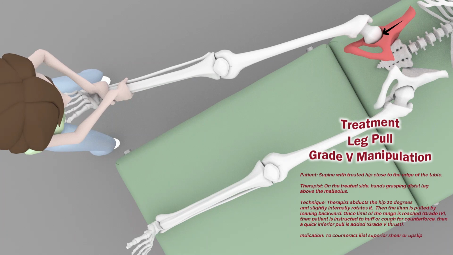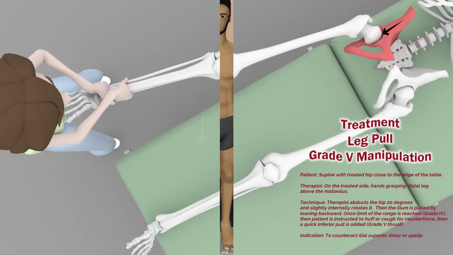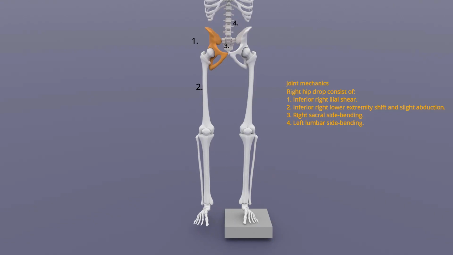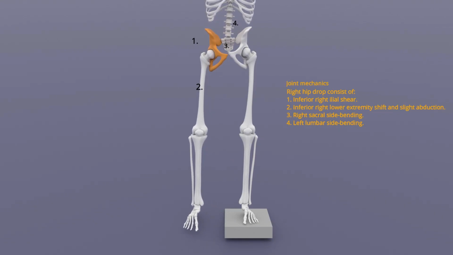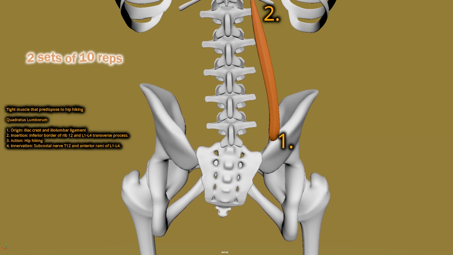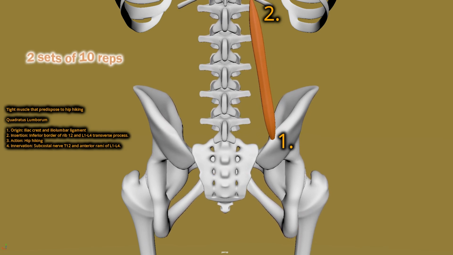force on the ilium. Hip drop exercises can be provided for the patient to reduce or eliminate likelihood of iliac upslip. This is performed for 2 sets of 10 reps and eventually progressed by adding hold times.